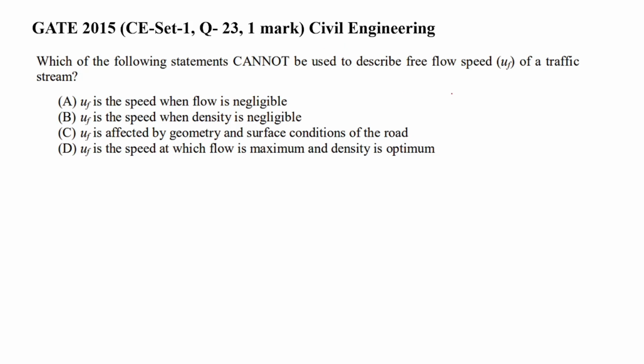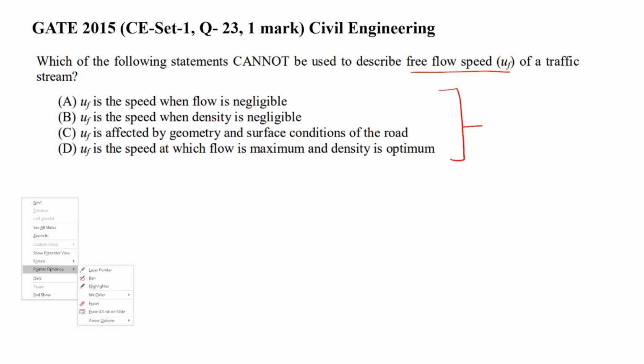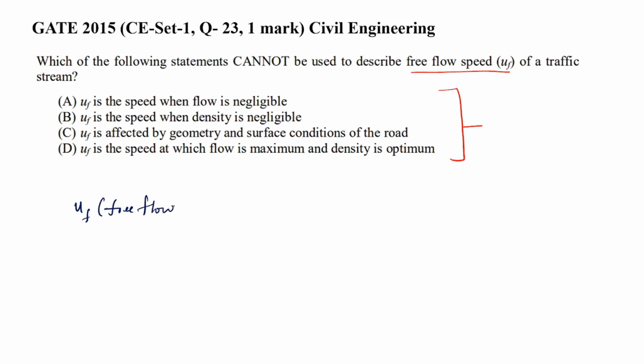Anyway, before getting into these options, first we need to know what free flow speed UF is. Okay, let me explain. See, UF, free flow speed. By name itself you can say it is free flow when flow is not there. Also I can say it is the maximum speed. So how can I say that?